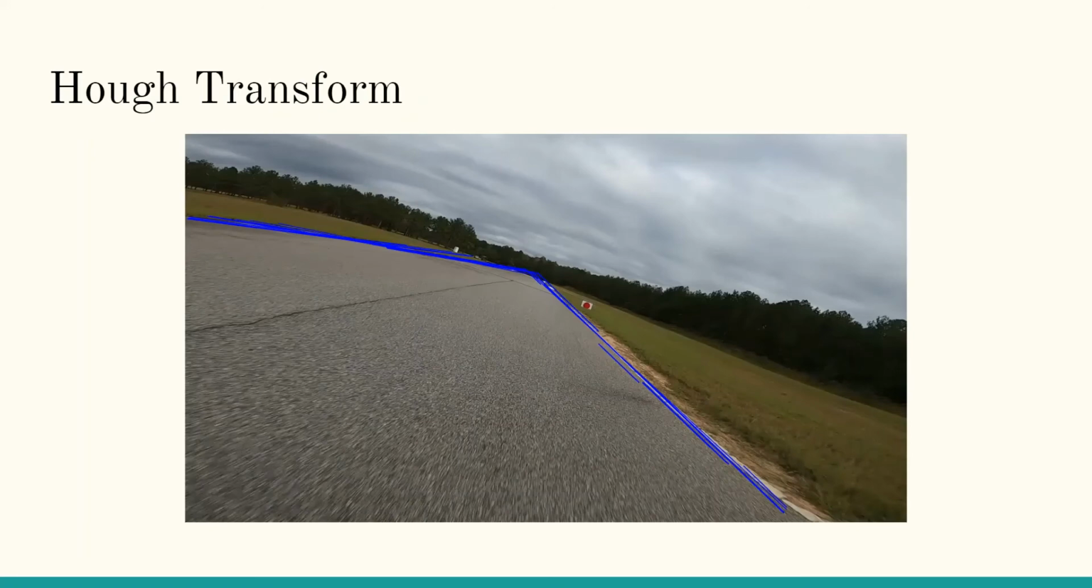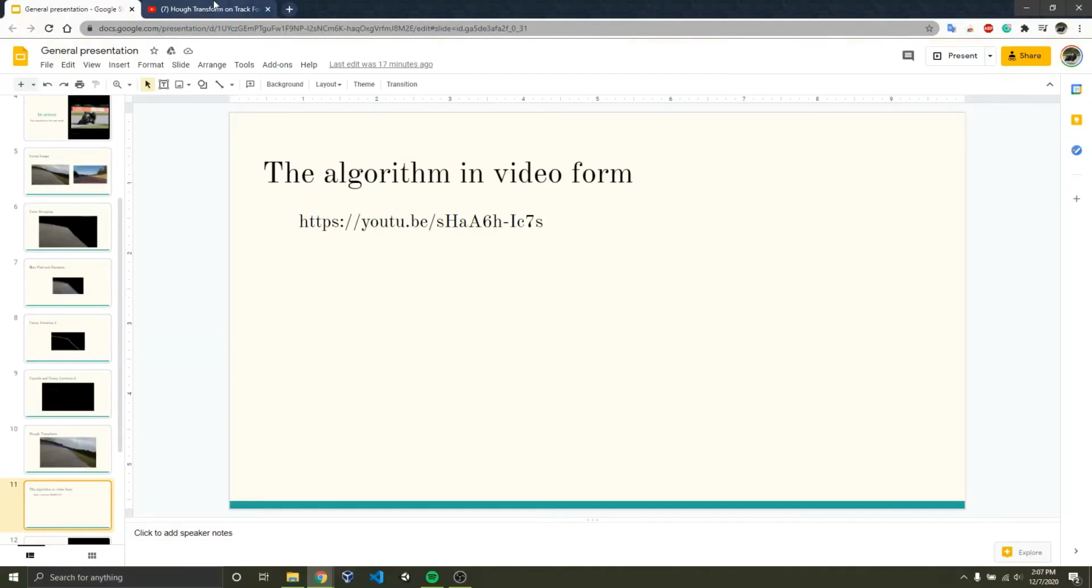However, it's not perfect. And here we can see we smoothed it and applied a Canny a second time in order to result in this image. Then lastly, taking this image, we finally applied the Hough transform, and this is the result. We will now be going on to a video demonstration of the algorithm in action.